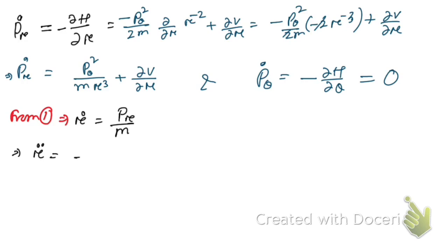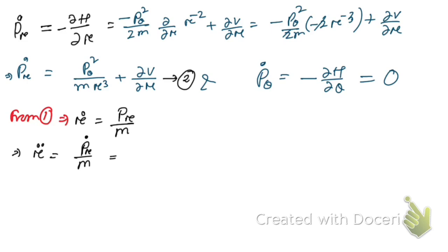We're going to have 1 by m, this part is constant. If you differentiate p_r with respect to time, then you're going to get p_r dot, right? So now, you see, for p_r dot we have got this result. Now let us use this result here. Let me write this as equation number 2.